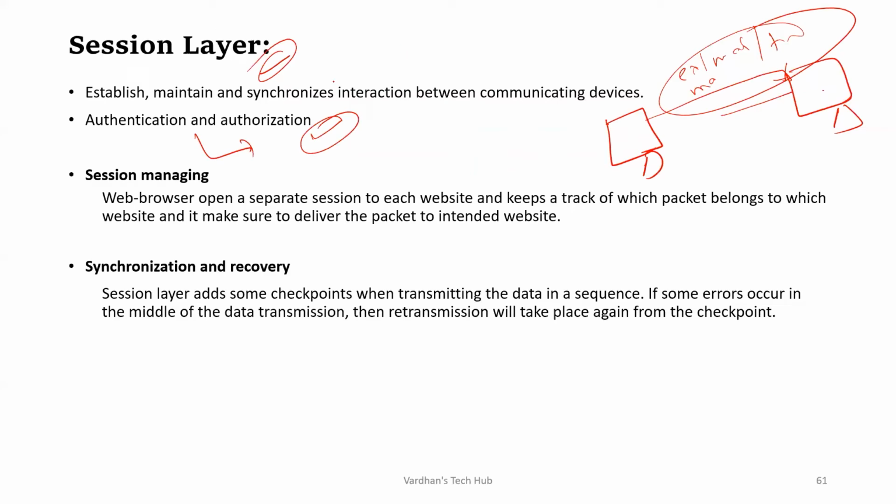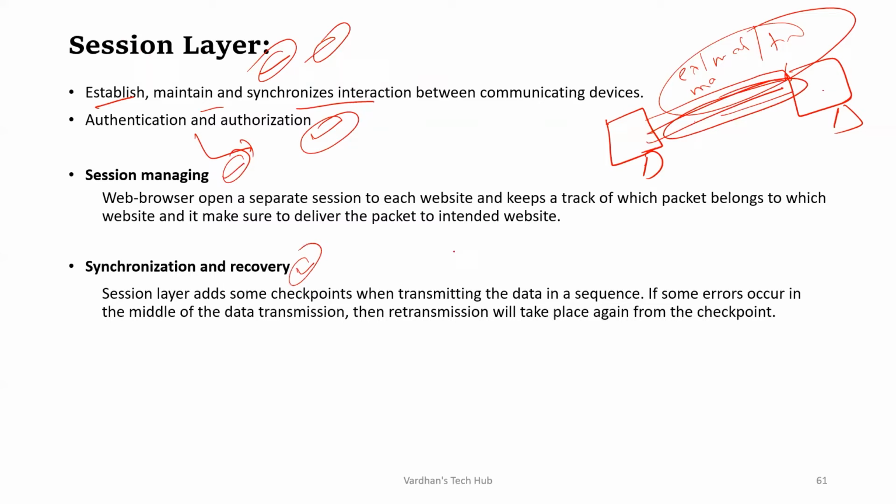Okay, so the session layer performs the main functionalities: to establish, maintain and synchronize the interaction between the communicating devices. So we can say the session layer's functionality is to establish and maintain the sessions between two computers. And it performs some other functionalities also: session managing and synchronization recovery.